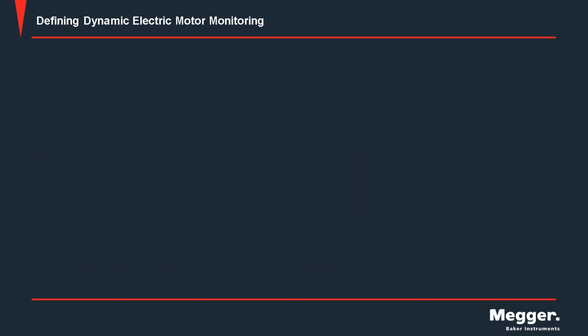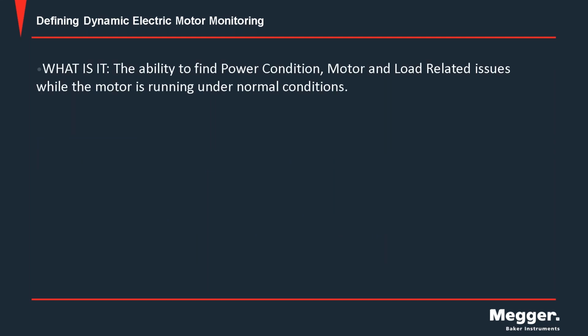Okay, so that's static testing. Now, dynamic testing, what is it? The ability to find power condition, motor, and load-related issues. Remember that system diagram at the beginning with the power supply, the motor, and the load? This is what dynamic monitoring is looking at. I almost would want to take that word motor and just rip it right out of there. It's dynamic electrical monitoring because we're looking at the entire system. What's cool about our product, the EXP 4000, is it does a really good job with power quality. It tells us specific information about the motor and its response to the power quality. And also we have a set of information that's load centric.